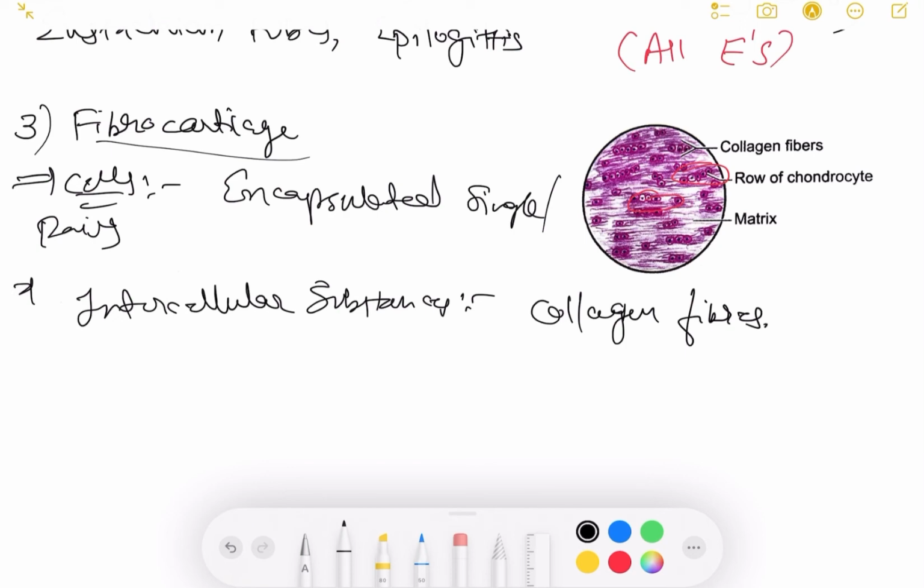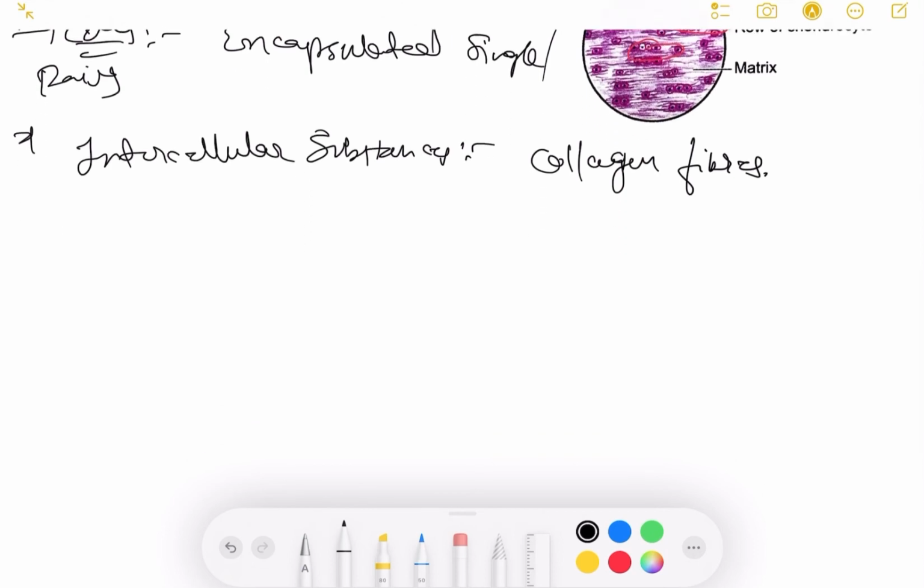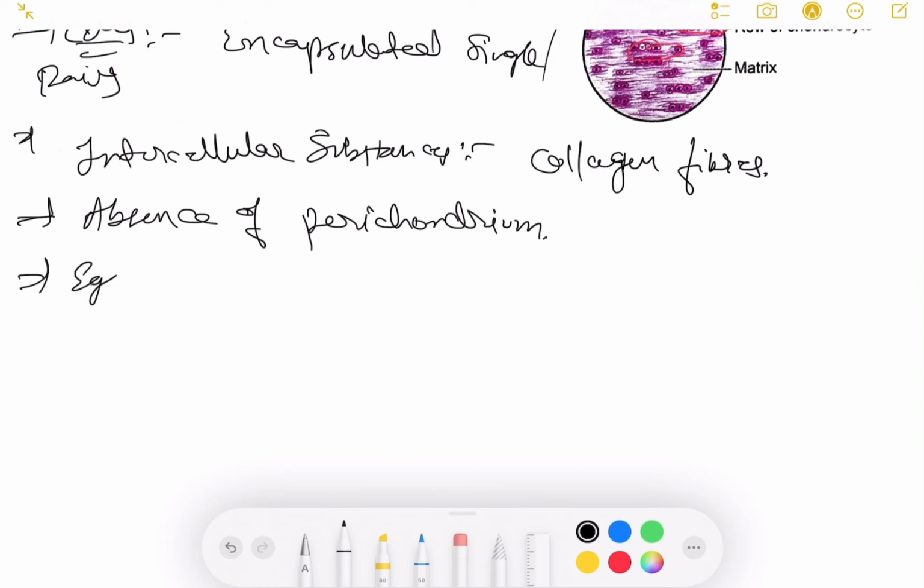Like hyaline cartilage is made up of type 2 collagenous microfibrils, fibrils, and the matrix is territorial and interterritorial. I am repeating again and again so that you can easily remember. And one more thing, absence of perichondrium. Here perichondrium is not present, which you have to remember. It is also a peculiarity.